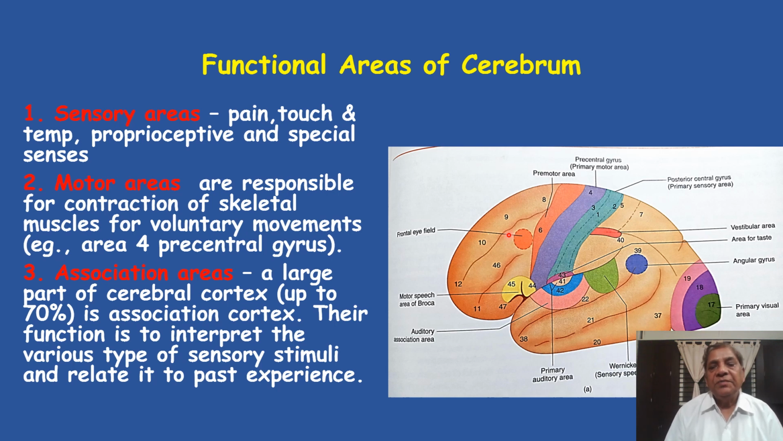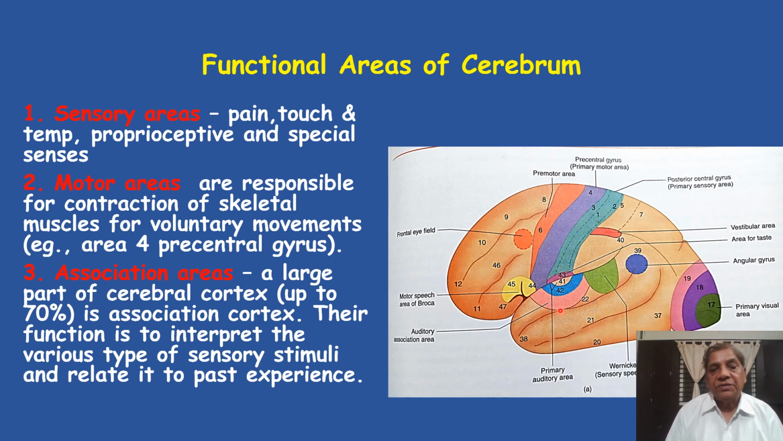Now coming to the third kind of areas located in the cerebral hemisphere, either right or left, they are the association areas. They are neither purely motor nor purely sensory, but association areas, and a large part of the cerebral cortex has association area. Up to 70% of the cerebral cortex is association cortex.